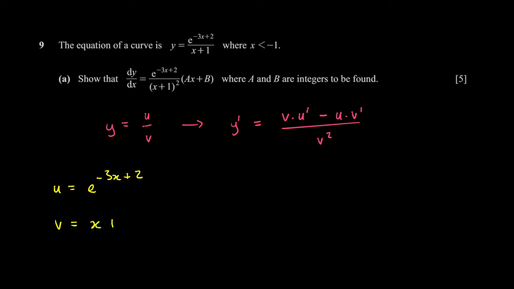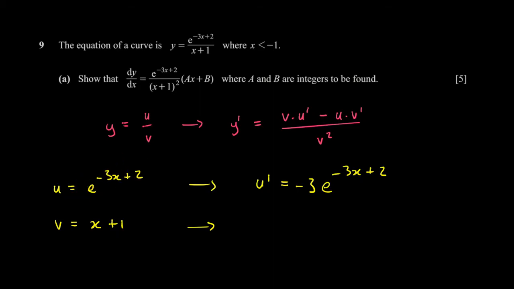So firstly, I've just got to differentiate these two guys. So u prime, if I differentiate e to the negative 3x plus 2, the e remains the same, right? I've still got e to the negative 3x plus 2. But what I've got to do is differentiate this power. So if I differentiate that, I get negative 3, and I times through by negative 3, right? Basically, what I've done there is a chain rule, because I've got one function, the negative 3x plus 2, inside the exponential.